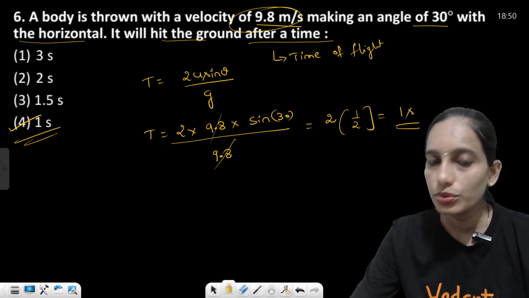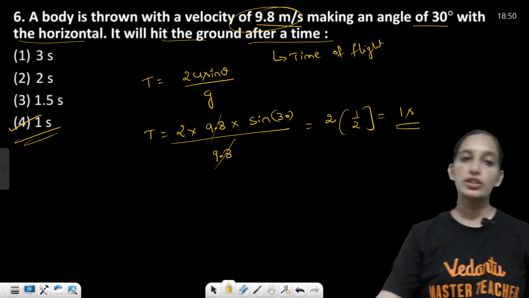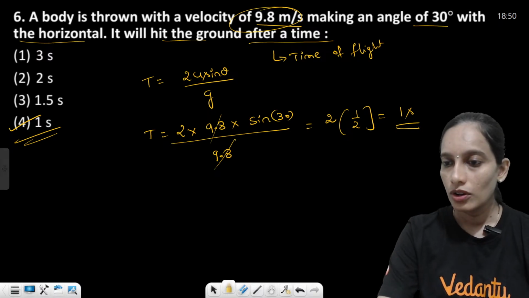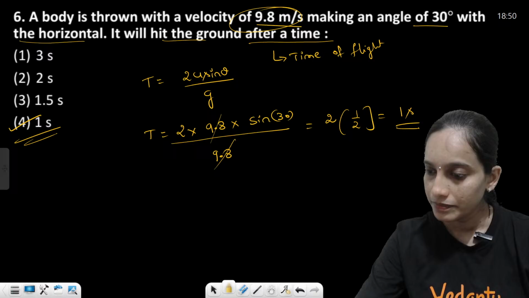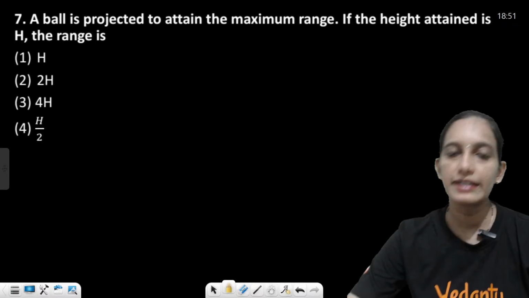Okay, 2u sin theta by g is the formula for time of flight. It's a simple question, straightforward question, so you can quickly solve in 30 seconds. Okay, hope everyone is done with this problem. Shall we just go ahead? Yes. So option 4 is the correct answer.